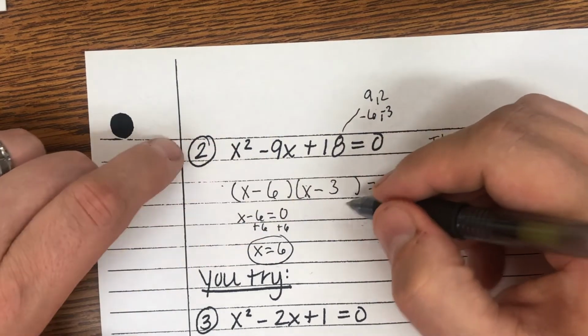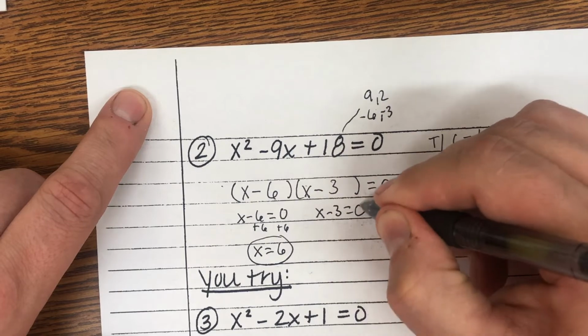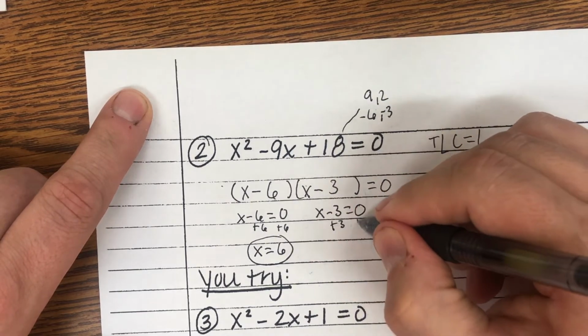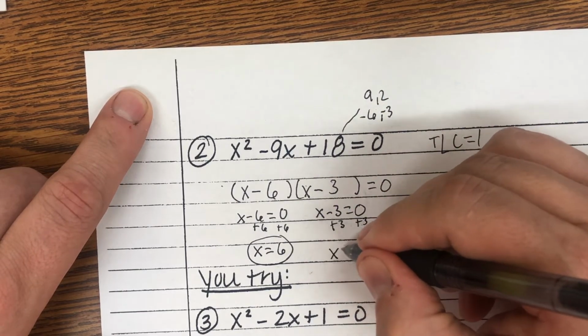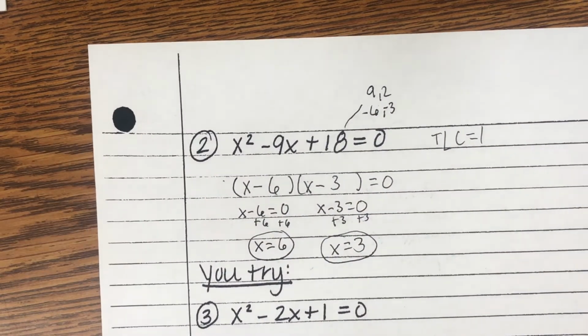The other factor is x minus 3 for our other solution. When is x minus 3 equal to 0? Add 3, add 3. That is when x is equal to 3. So our two solutions are 6 and 3.